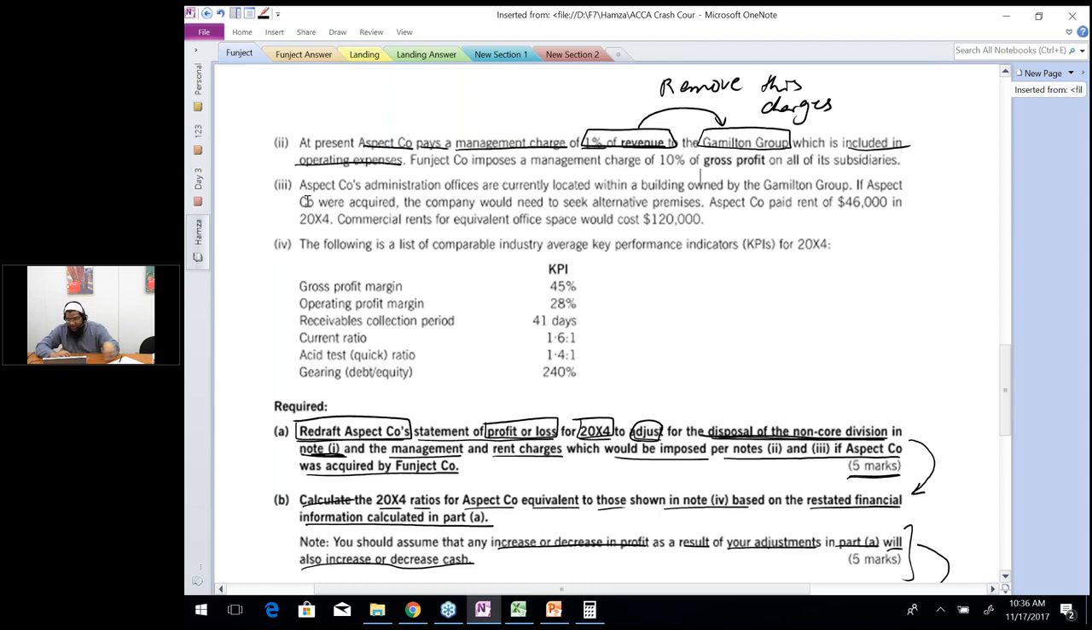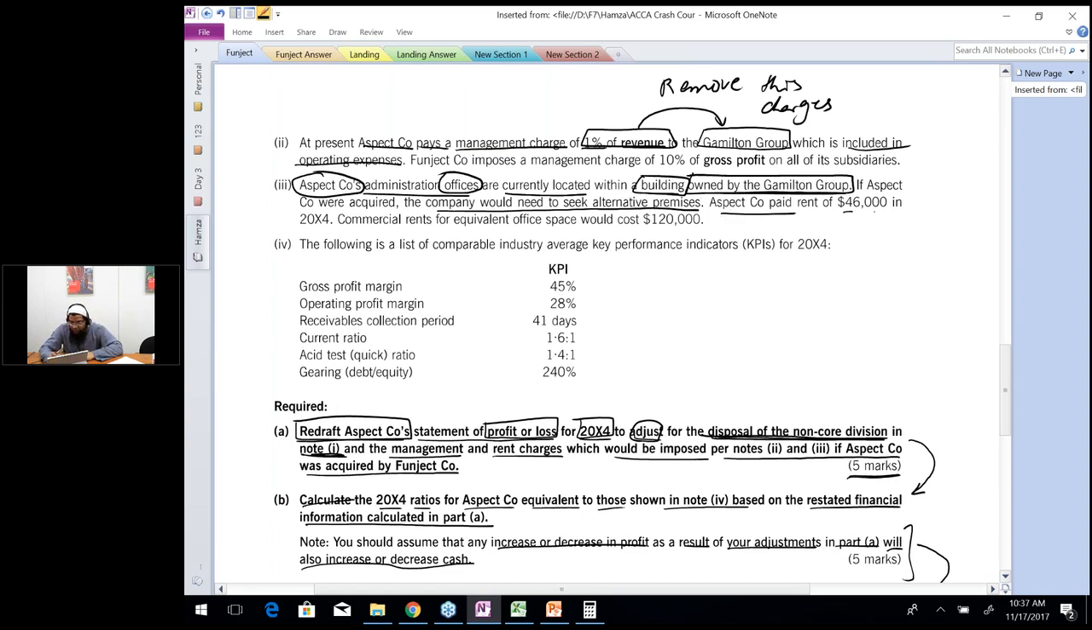So in adjustment number three, the question says that Aspect company's administration offices are currently located within a building owned by the Gamilton Group. So the offices of Aspect company are in a building which is owned by the Gamilton Group. If Aspect company were acquired, the company would need to seek alternate premises. Once we acquire Aspect company, obviously we need to seek other premises.